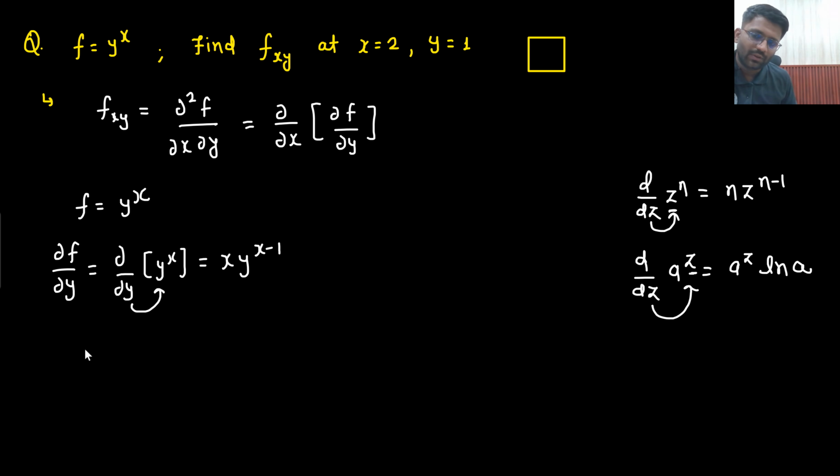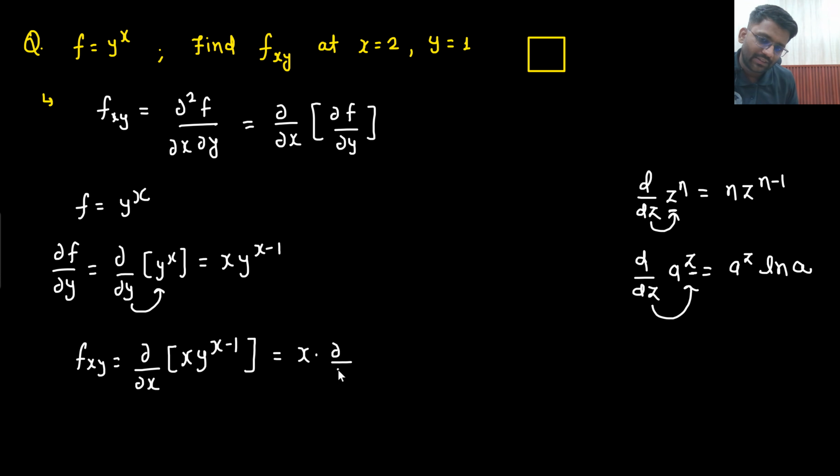Now next what we need to do? What is our fxy now? fxy will be del by del x, del f by del y, which is coming out to be x y to the power x minus 1. Is there anything constant here? y is constant, but y is having a variable power, no? So again u into v you will have to apply. That means first as it is, differentiation of second, plus second as it is, differentiation of first. This del x by del x would be 1. This as it is, don't care.